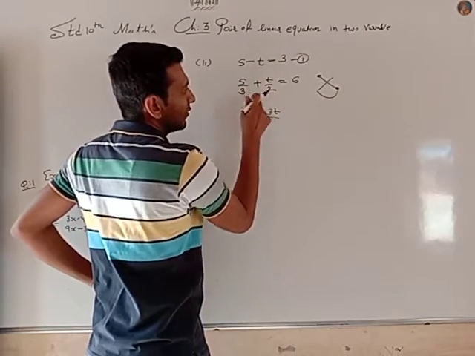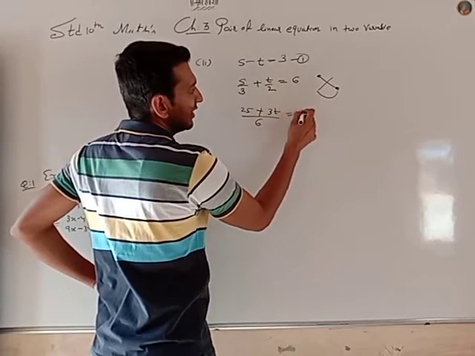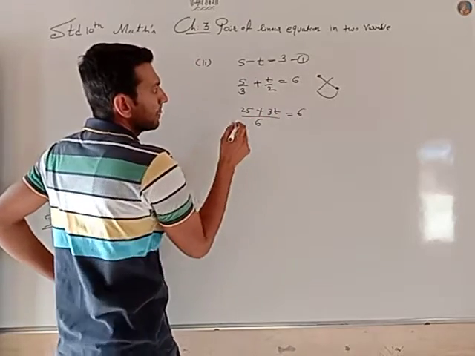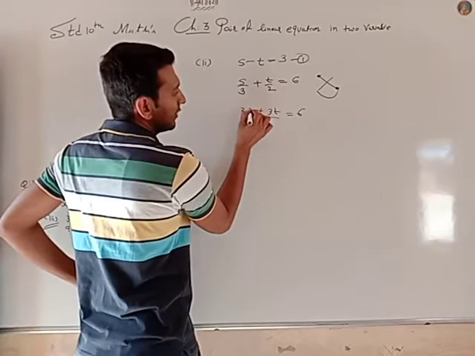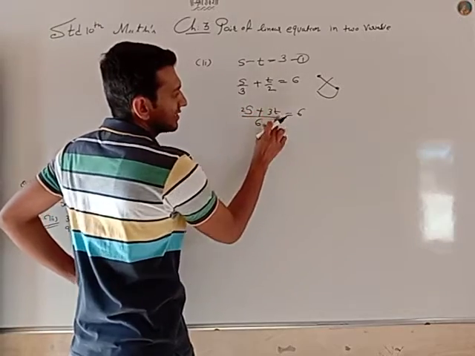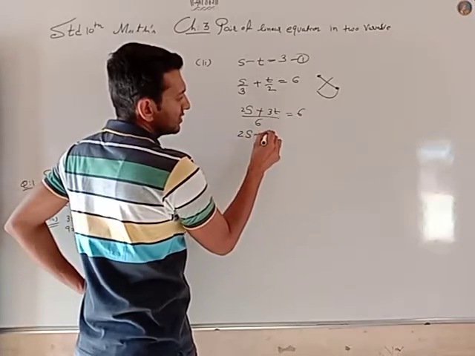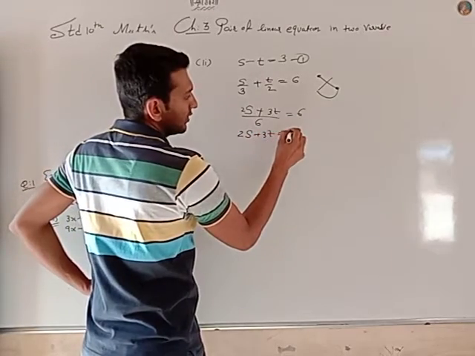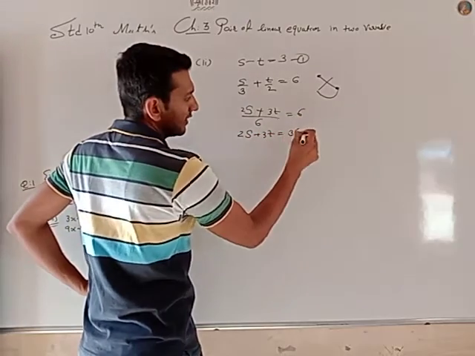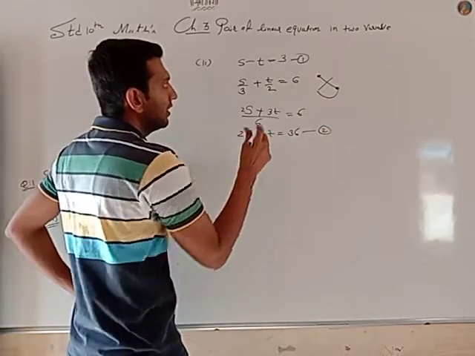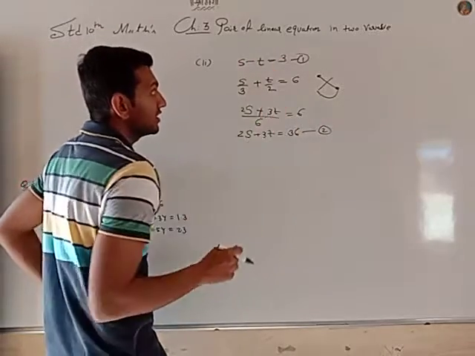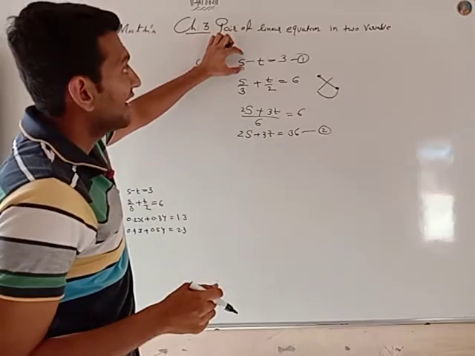Now the product of the numerator: 3 2s are 6. You get the simple equations. So 2s plus 3t, 6 goes here. So 2s plus 3t is equal to 6 6s are 36. This is equation number 2, sorry, and this one is equation number 1. So you can find the value of s.